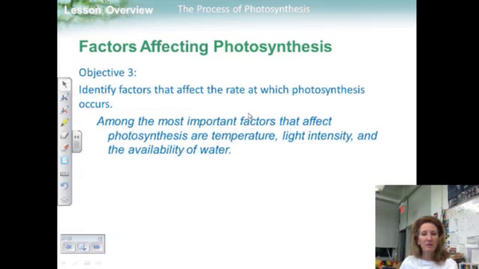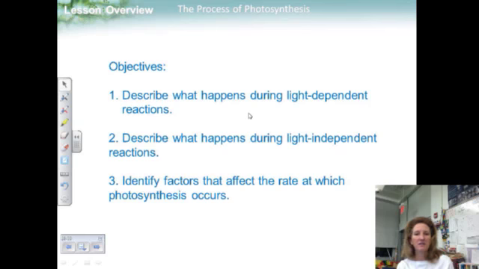So objective 3 was to identify the factors that affect the rate at which photosynthesis occurs. Among the most important factors are obviously temperature, light intensity, and the availability of water. Finally, our objectives: describe what happens during the light-dependent reactions, go back and review. What happens during the light-independent reactions, go back and review. And identify the factors that affect the rate at which photosynthesis occurs.